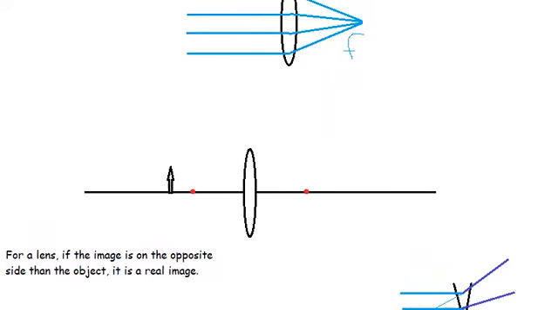Okay, so here we have an object and we have a converging lens. And remember, on a lens, unlike the mirror, we have focal points on both sides. So we're going to start by going from the object horizontal to the lens. Then because it's not reflecting but refracting, it has to go through the lens. So it's going to go through the lens and through the focal point on the other side.